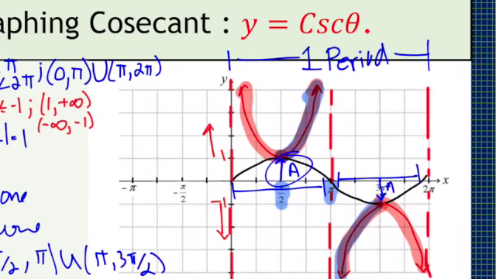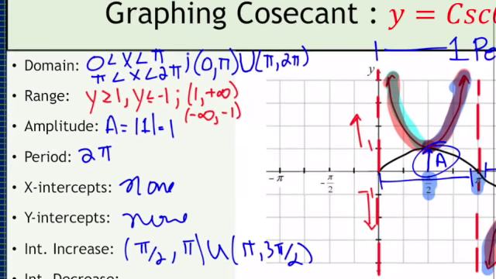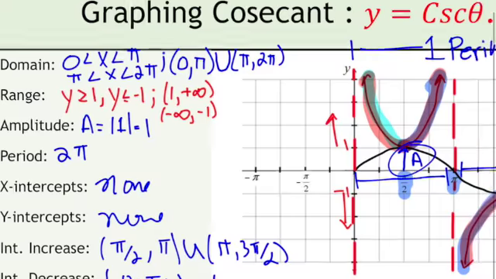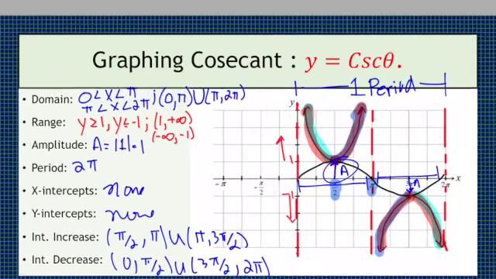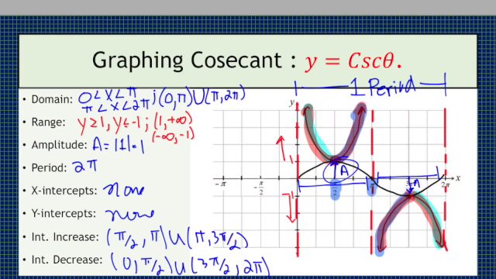Now if we go to the decrease, this part is decreasing and this part is decreasing. So I'm going to have 0 to pi over 2 is decreasing, and then union 3 pi over 2 to 2 pi. All right, and we're all done. Let's go ahead and look at our last function, which is secant, and we'll be all done.